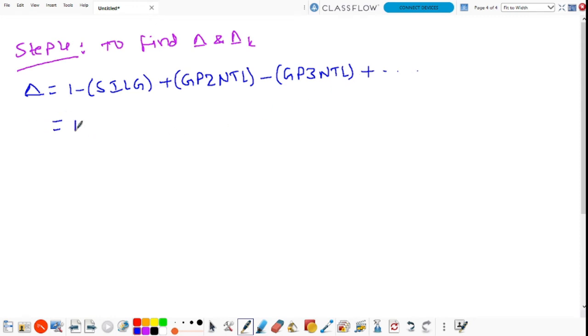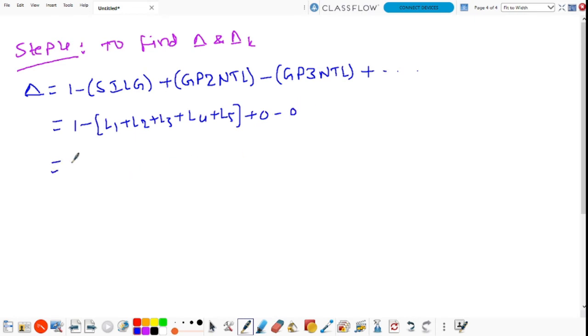So now here, 1 minus sum of individual loop gains. And what are the individual loops? Totally there are 5 individual loops, and the sum of individual loop gains is L1 plus L2 plus L3 plus L4 plus L5, plus gain products of two non-touching loops. There are no possible combinations of two non-touching loops, and there are no possible combinations of three non-touching loops.